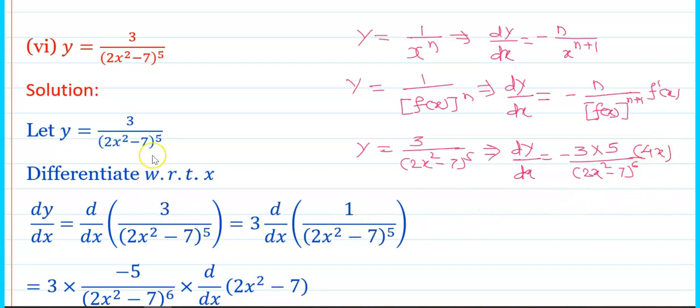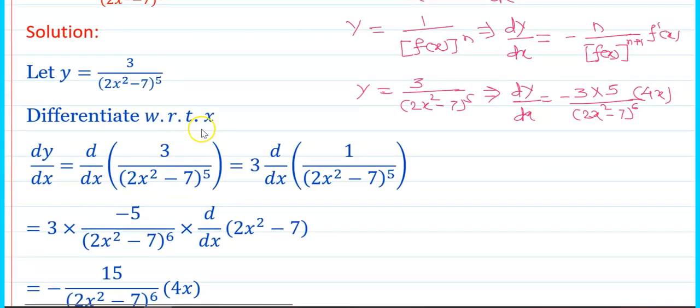In a similar way, y is equal to 3 upon 2x square minus 7 bracket raised to 5. Now differentiate this with respect to x. Therefore, d/dx of 3 upon 2x square minus 7 bracket raised to 5. We take 3 outside, it's a constant. That's d/dx of 1 upon 2x square minus 7 bracket raised to 5. According to the same formula, its derivative is minus n upon f of x raised to n plus 1 into f dash of x.